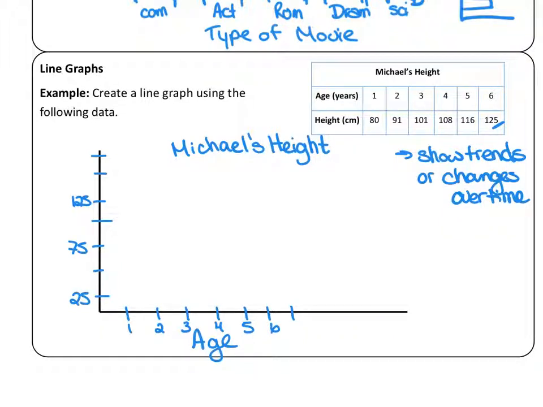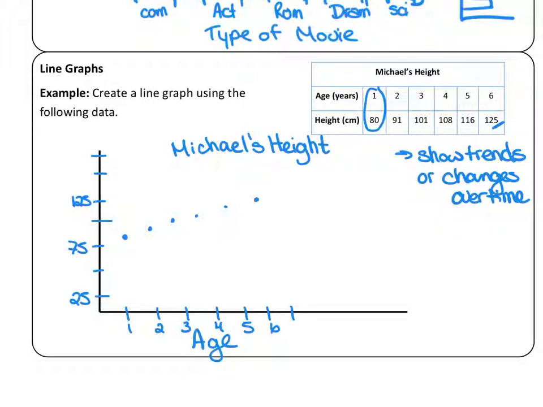And then you'll just graph them as points. So this first one is a point, so 1 and 80. So that's about there. 2 and 91. 3 and 101. 4 and 108. 5 and 116, and 6 and 125.